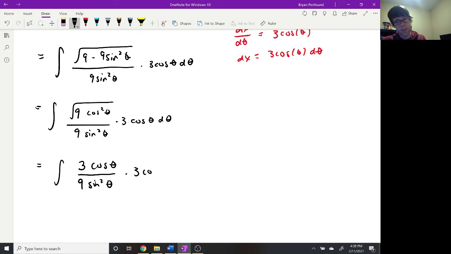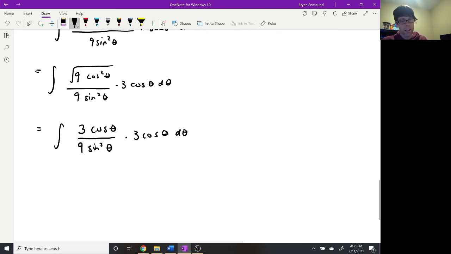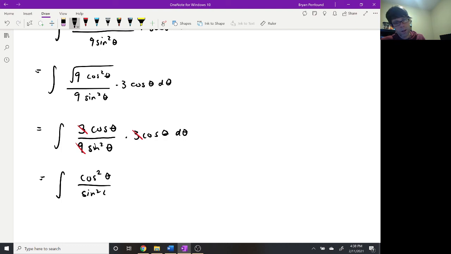And our last step here is just to simplify this a little bit as best we can. So our 3, 3, 9, those are going to cancel out and give us 1. And here we're going to get the integral of cosine squared theta over sine squared theta d theta. And that's commonly known as not tan, that's cotan, I think, right? That's cotan squared theta.